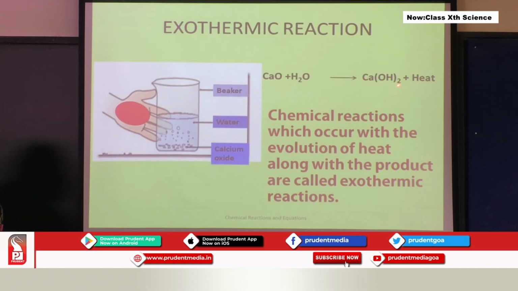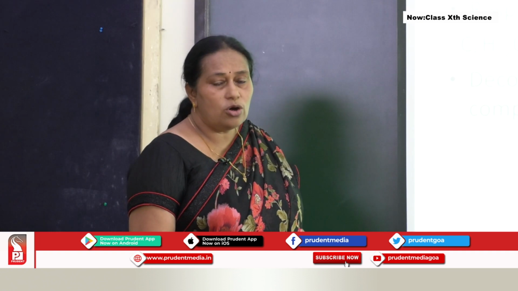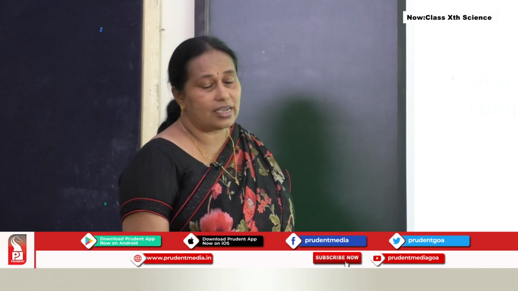Along with the product, heat is also released. So, this reaction can be written like this: CaO, calcium oxide, plus water gives calcium hydroxide plus heat. So, such reactions which give out heat, which release heat, are called exothermic reactions. Now, there are more examples of exothermic reactions.